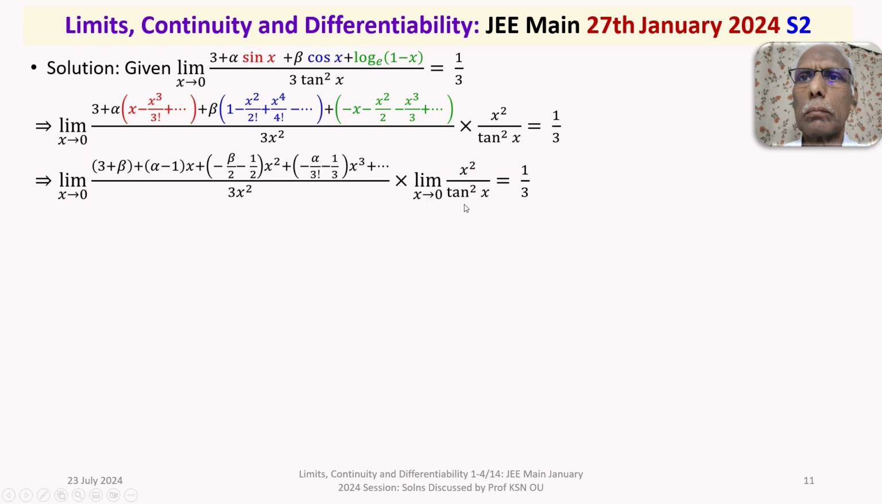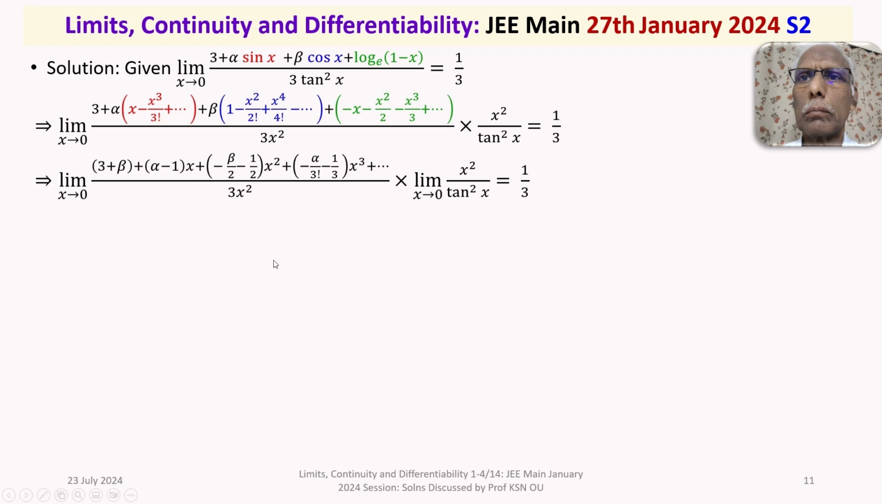Limit x tends to 0, x square by tan square x. And this is, limit x tends to 0, tan x by x is 1. So this will be 1 only. And when you look at this, the higher powers are higher than the x square. And x cube by x square, so x will remain in the numerator, and as x tends to 0, they will all become 0. That means all the terms higher than x cube, including x cube, they will become 0.